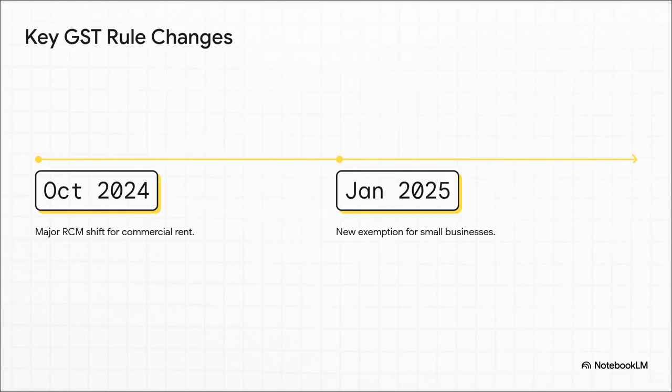Okay, you're going to want to circle these two dates on your calendar. Seriously. There was a big change in late 2024, and then another one hit in early 2025. And together, they've completely rewritten the rulebook. Getting this wrong? It could cost you. So let's make sure you know exactly what you need to do.